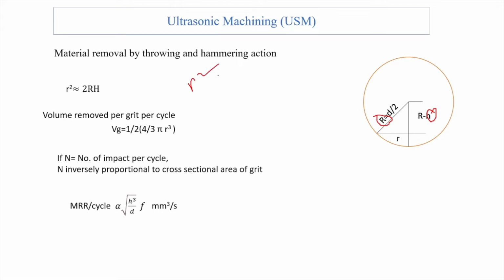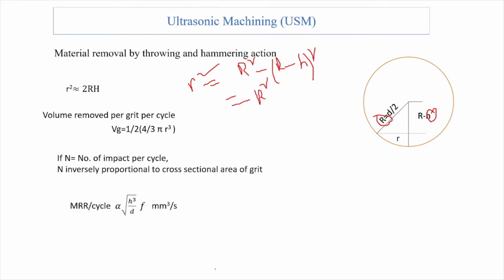r square equals capital R square minus (R minus h) square, where h is the depth of indentation, R is the grid radius, and r is the radius of the spherical crater. So if we simplify this equation, what do we get?